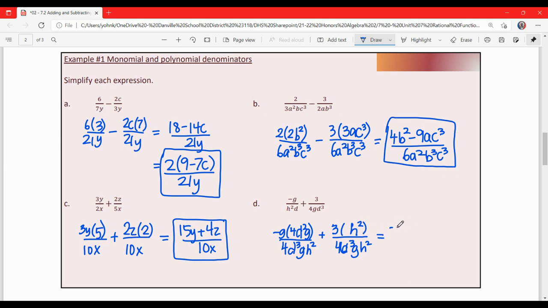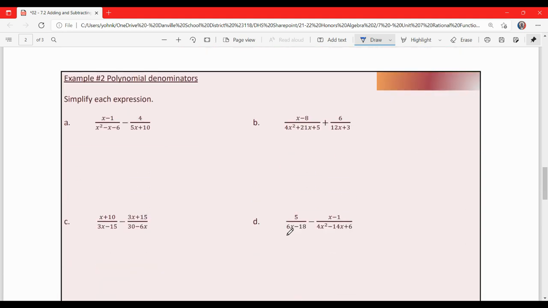So that's going to give me negative 4D squared G squared plus 3H squared all over 4D cubed GH squared. Whew, that's ugly. Remember, I cannot simplify the H squareds because they are attached with an addition symbol in the numerator. All right, so that is when you just have monomials. Let's see what happens when you have polynomials.